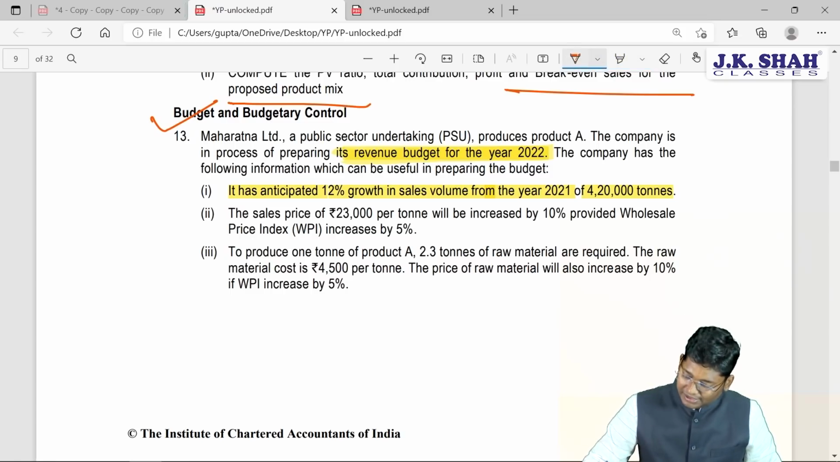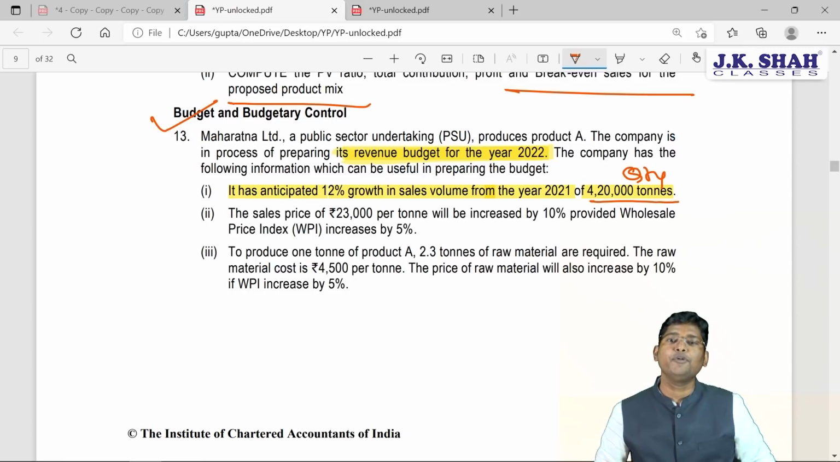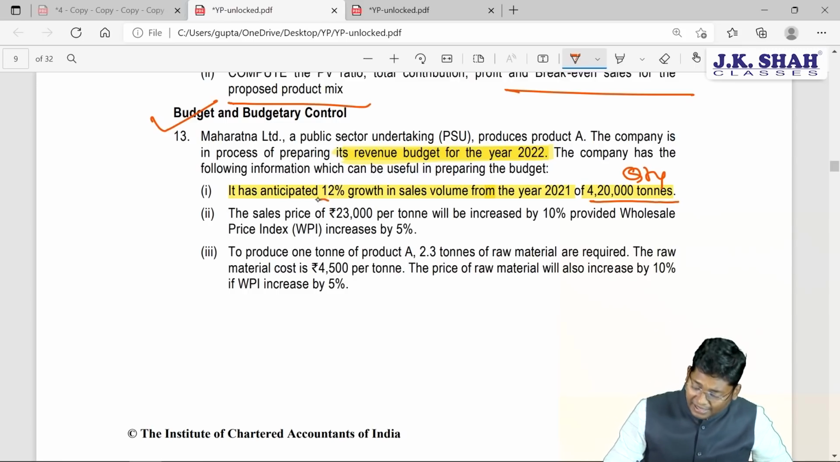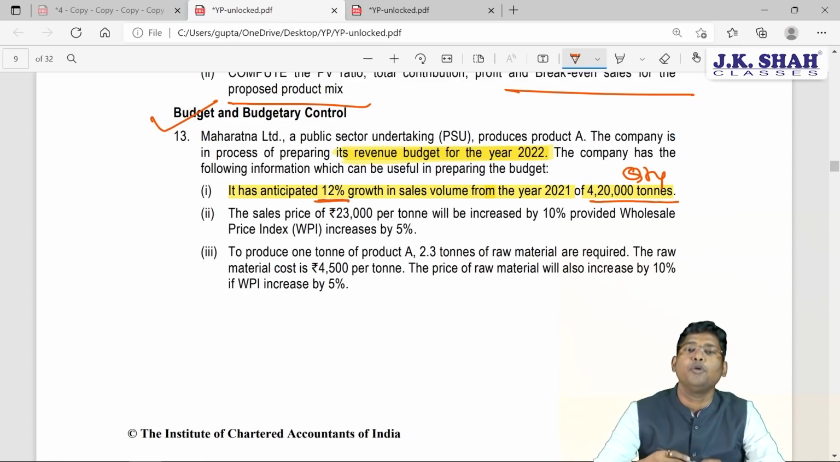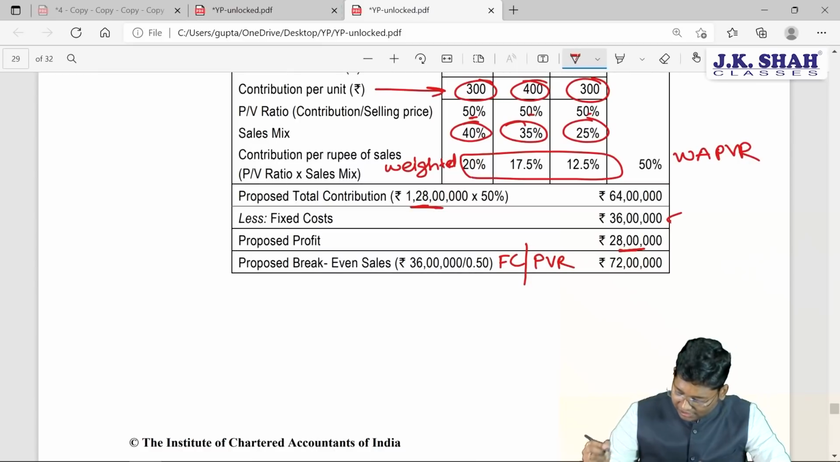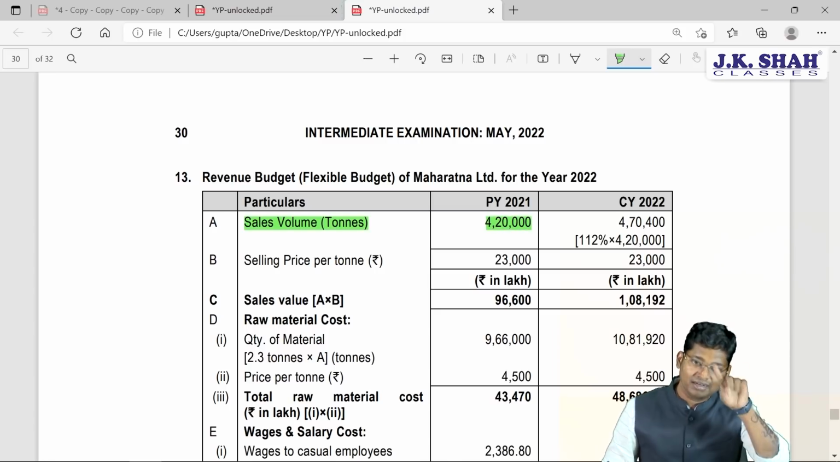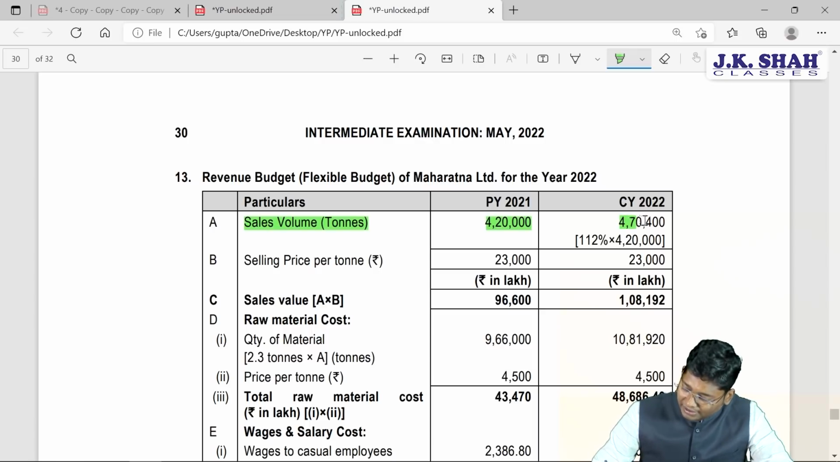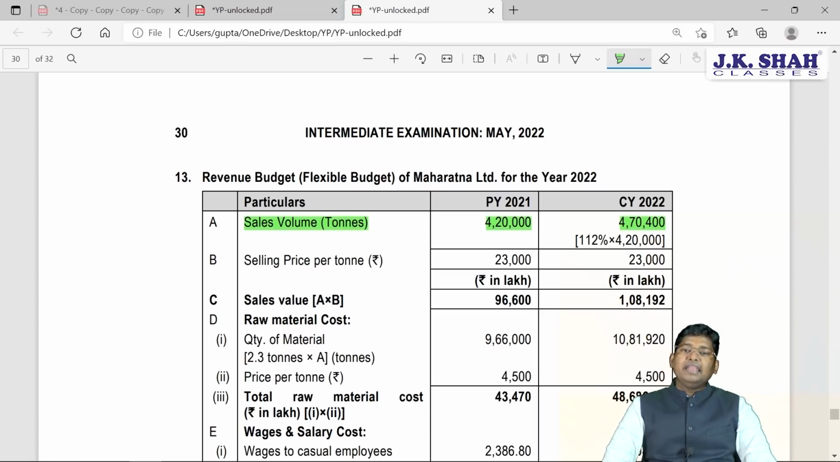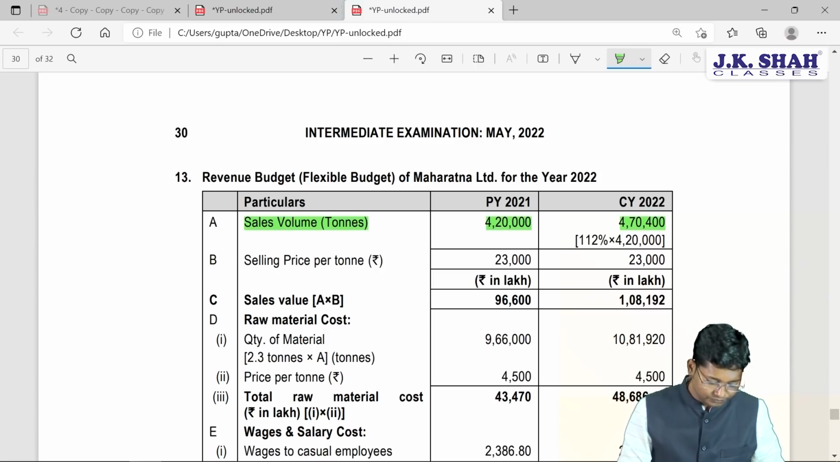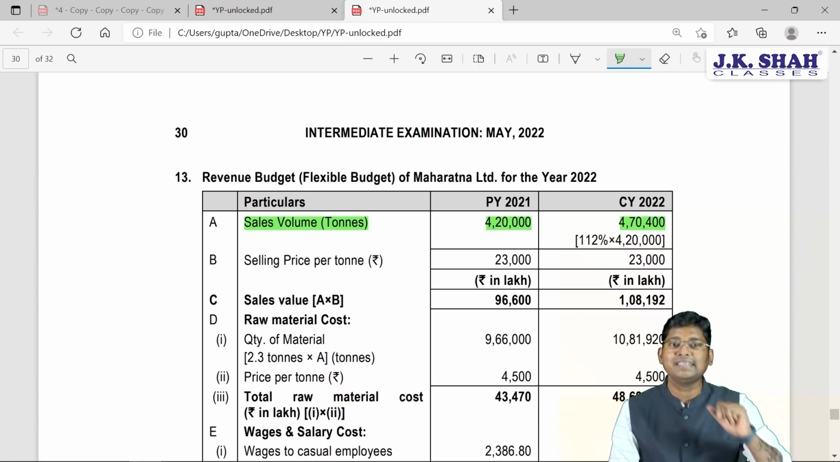What is the meaning of sales volume? Sales quantity is 4,20,000 tons, but it is anticipated that it will be growing by 12% in the next year, and that is why, if you check the sales revenue which is given in terms of tons, it is recorded 4,20,000 in the current year, previous year, and in the upcoming year it will be increasing by 12%. So simply on a calculator you can do this, 4,20,000 plus 12%, you are going to get the second figure.